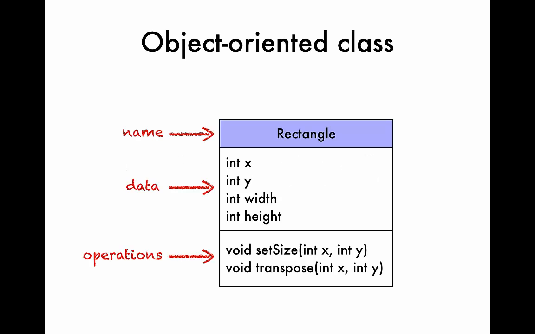In this video, we'll look at a rectangle class in Java. This is a UML diagram of a rectangle class in Java. Basically, it just tells us the name of the class and what fields and methods that class contains.